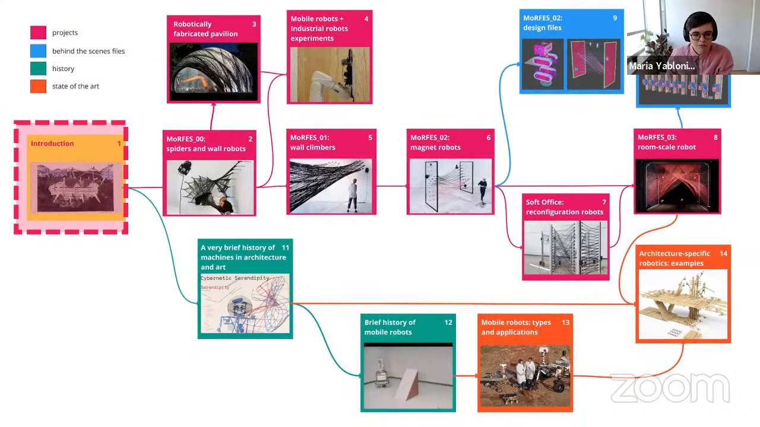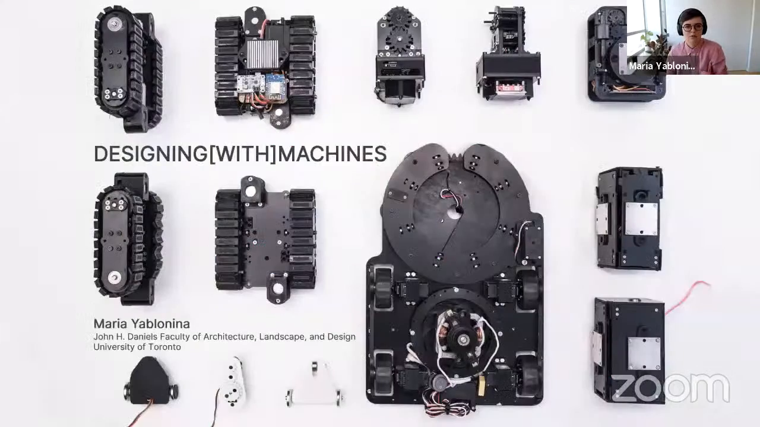Cool. As you've already heard from the introduction, my name is Maria. I'm an assistant professor at the Daniels Faculty of Architecture, Landscape and Design, and a member of the Robotics Institute at the University of Toronto. I'm an architect and researcher working in the field of computational design, digital fabrication, and specifically focusing on architectural robotics. Super happy to be here and have this opportunity to share my work with you. Generally my approach to robotics and automation in architecture is what I refer to as designing with machines.